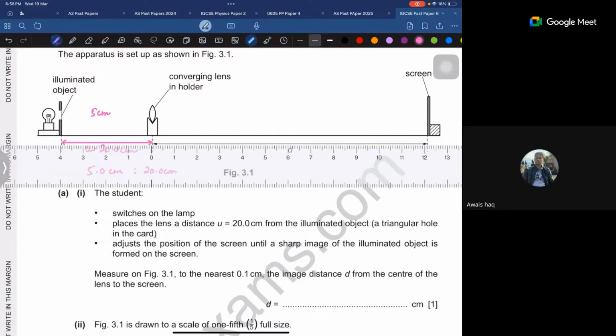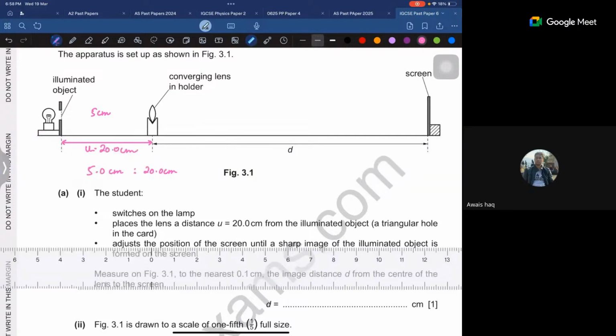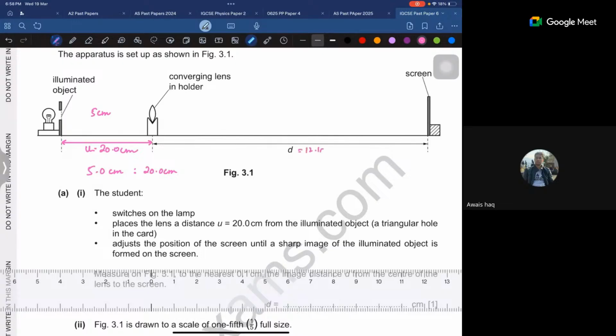Then I'm going to measure this, and this is about 12.1. That means in the actual setup, it would be 5 is to 20, then 12.1 centimeter is to what? Cross multiply, right?